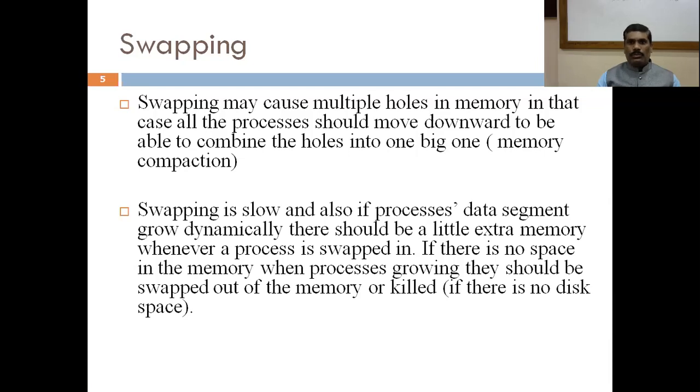Swapping is slow. Also, it consumes many CPU cycles, and there is a chance that the data segment grows dynamically. So there should be a little extra memory whenever a process is swapped. If there is no space in the memory when the process is growing, it should be swapped out of the memory or killed.